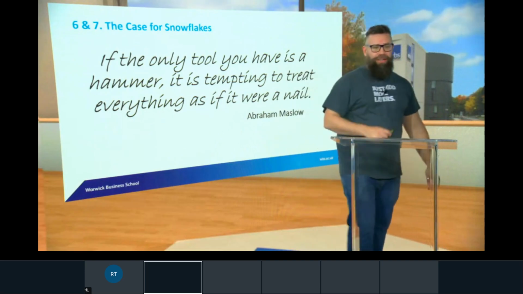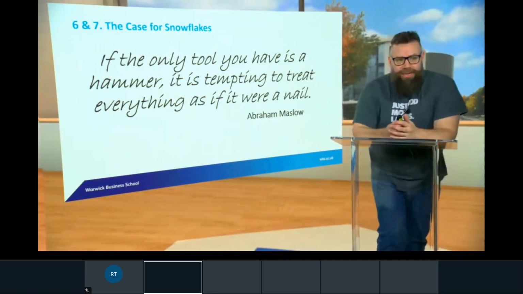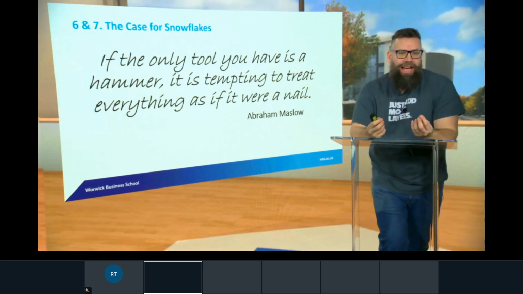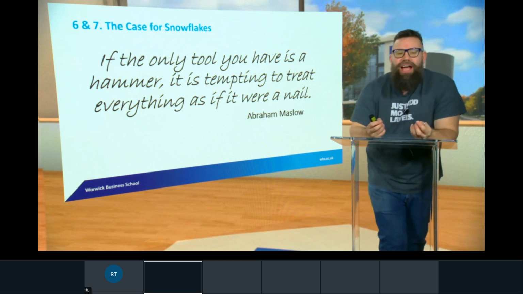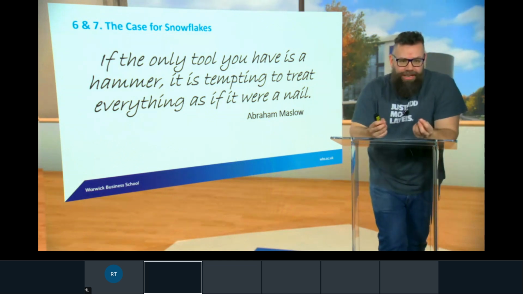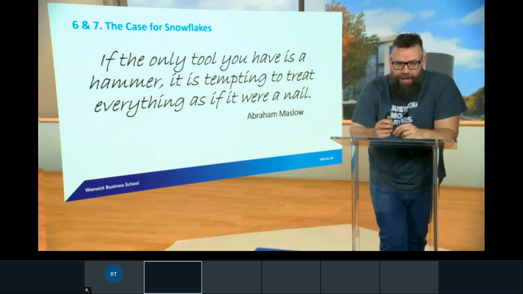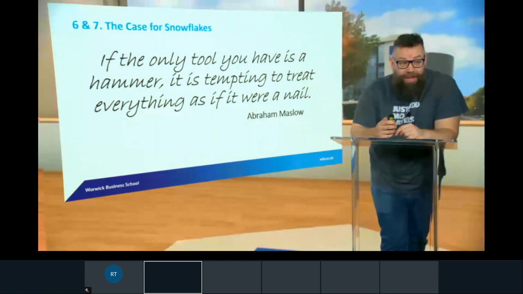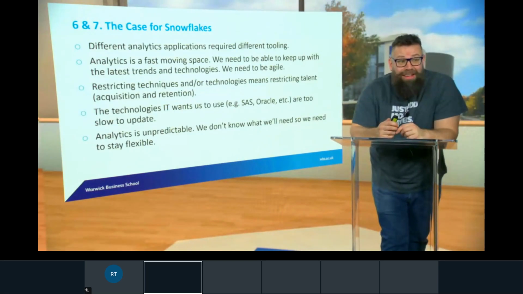We've already argued to you the Maslow quote, if the only tool you have is a hammer, you start treating everything like a nail. There is a very good, pure analytical argument that says for every problem, we should pick the appropriate technique. That shouldn't be hindered by company policy. That should be entirely problem-based. And I completely agree with that to an extent.